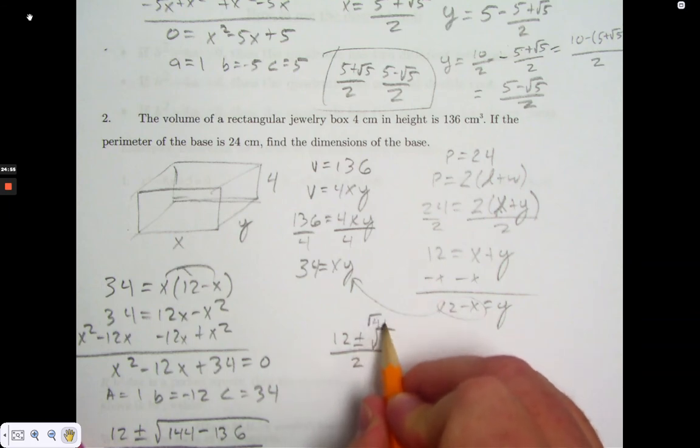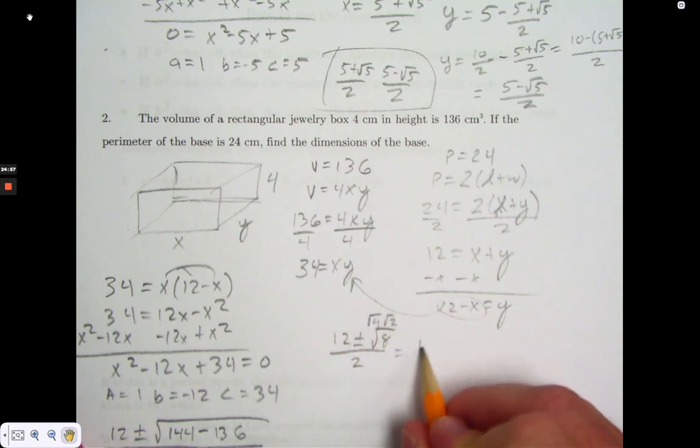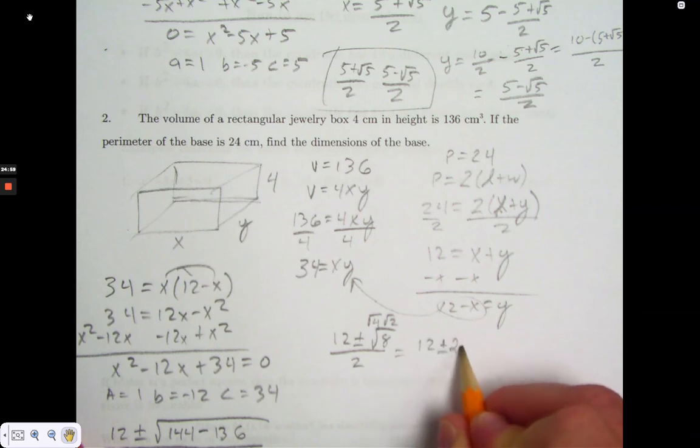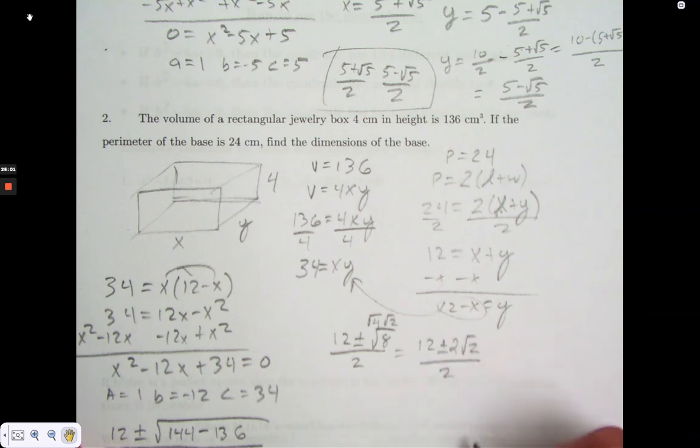But 8 is really 4 and 2. So this is 12 plus or minus 2 root 2 over 2. And see how I can take 2 out of everything, the 12, the 2, and that 2. So we divide top and bottom by 2. And that gives us 6 plus or minus the square root of 2 is what our x equals.